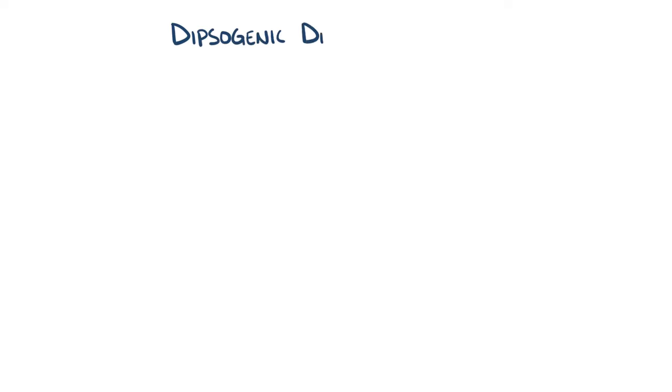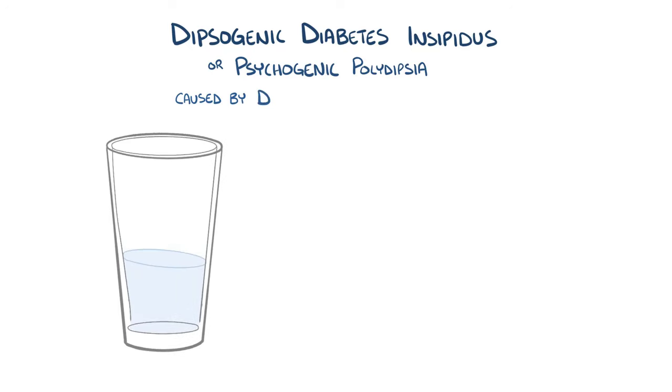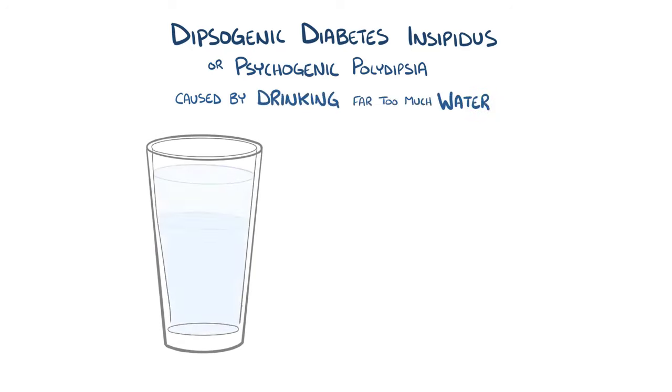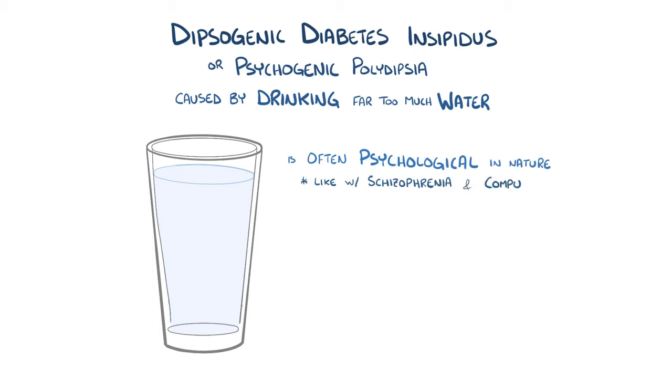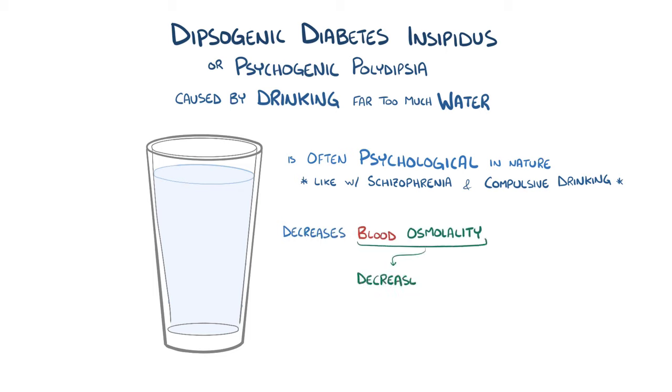The fourth type is dipsogenic diabetes insipidus, or psychogenic polydipsia, which is caused by drinking way too much water. Dipsogenic diabetes insipidus is often psychological in nature, like in individuals with schizophrenia who might compulsively drink water. In contrast to the other three types of diabetes insipidus, dipsogenic diabetes insipidus leads to a decrease in blood osmolality. The hypothalamus decreases the release of ADH as a normal physiological response, and the kidneys try to excrete water, which leads to polyuria, or excess urination.